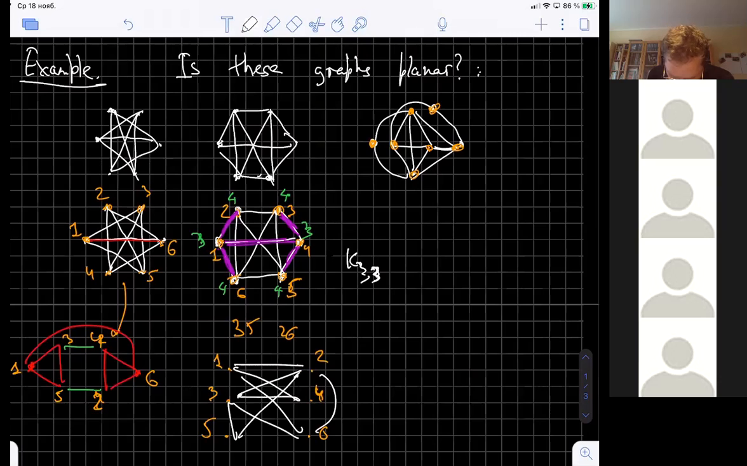4 connected with 1, 3, and 5. And 5 connected with 2, 3, 4, and 6. Okay. We can see from this picture that if we forget about 2, 6, and 3, 5, we get exactly K3,3 here. So this graph contains a subgraph isomorphic to K3,3, and so it's not a planar graph. Okay.